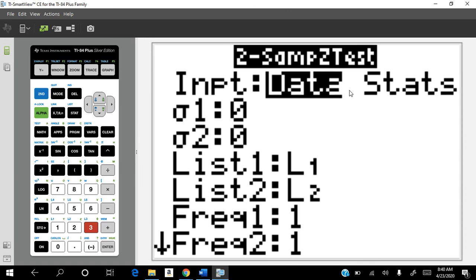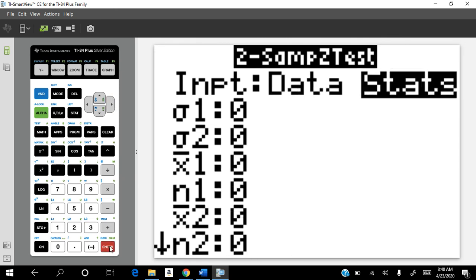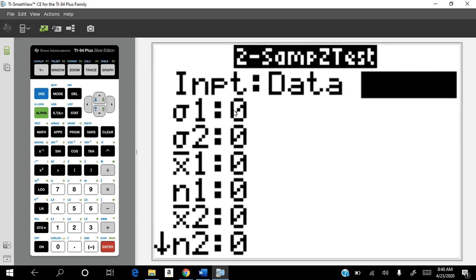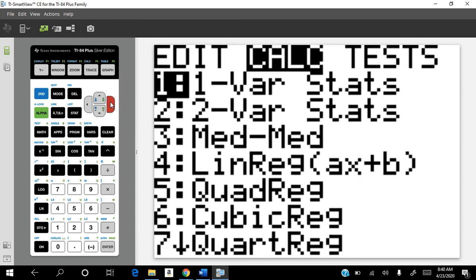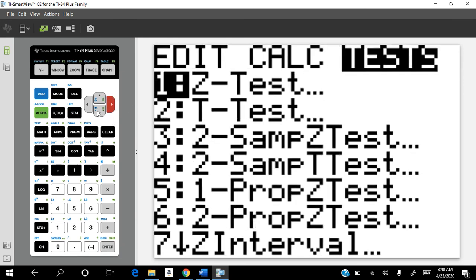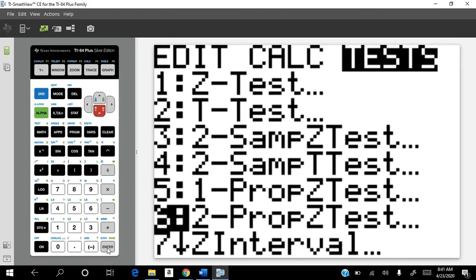Now you have 2 choices. Do we have the data or do we have the statistics? So in this problem, we have the statistics. So make sure you go over and highlight statistics. Oh, wait, that's not proportions. Stat, over to test. That was for means. We'll do those in a different video. We're going to do number 5. I mean, clearly it says prop for proportion. So we're going to do a 2 proportion, number 6. We're going to do a 2 proportion z-test.